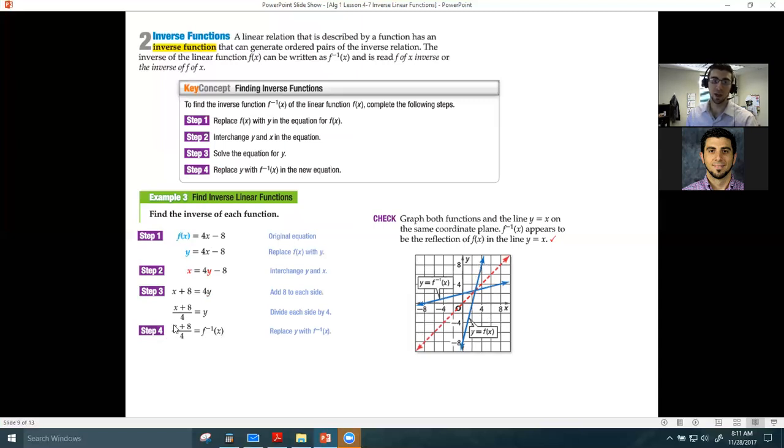The graph of x plus 8 over 4, if I plotted some points, would give you this blue line. And notice that the blue lines are reflections of one another. So this point 0, -8 is over here as -8, 0, and so forth and so on. This point 2, 0 is the point 0, 2 right here. So it checks out graphically.